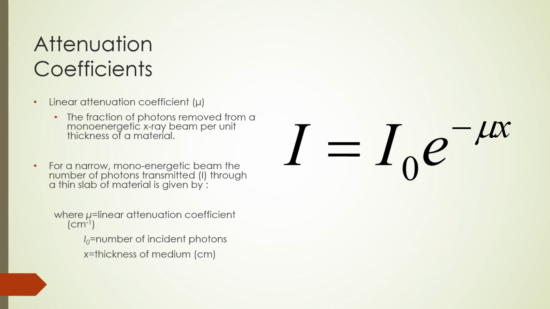The extent of attenuation of an X-ray beam depends on the linear attenuation coefficient of the material or filter the beam travels through. Linear attenuation coefficient is the fraction of photons removed from a monoenergetic X-ray beam per unit thickness of a material. For a narrow monoenergetic beam, the number of photons transmitted, I, through a thin slab of material is given by I = I0 e^(-μx), where μ is the linear attenuation coefficient with a unit of 1 per centimeter, I0 is the number of incident photons, and x is the thickness of the medium in centimeters.